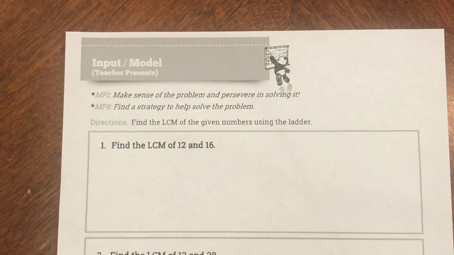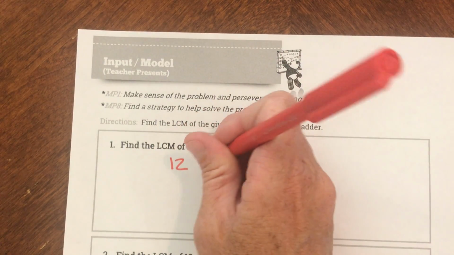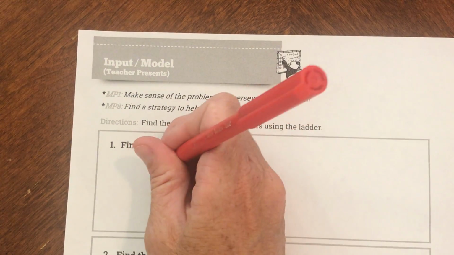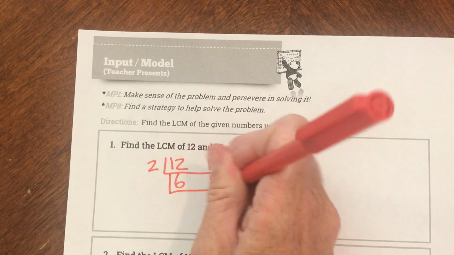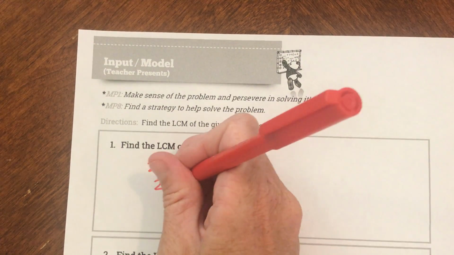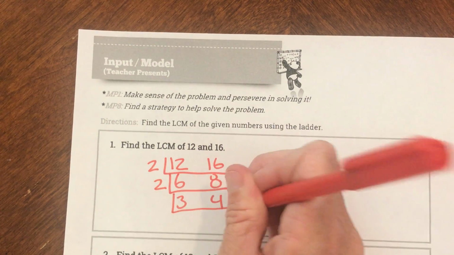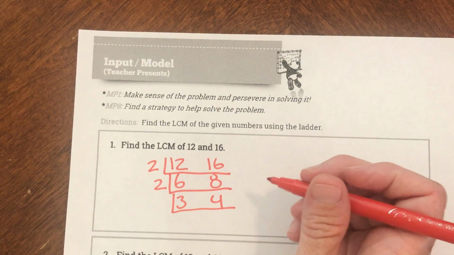Okay, so find the LCM of 12 and 16. I'm going to start with my ladder method, and I'm just going to do my ladder for 12 and 16. So I start with my prime numbers, and 2 works. I can divide both by 2 and I get 6 and 8. And then 2 will work again, and I'll get 3 and 4. And then nothing works. 2 doesn't work and 3 doesn't work.